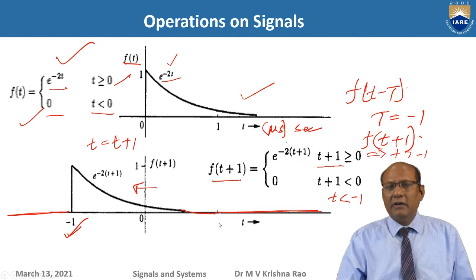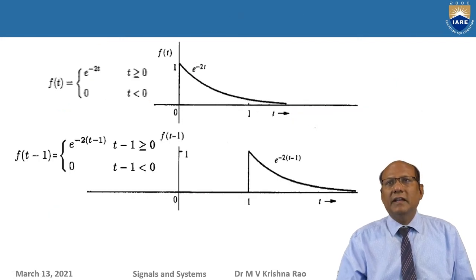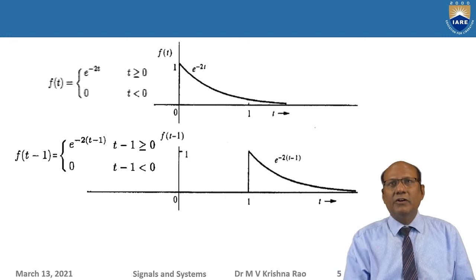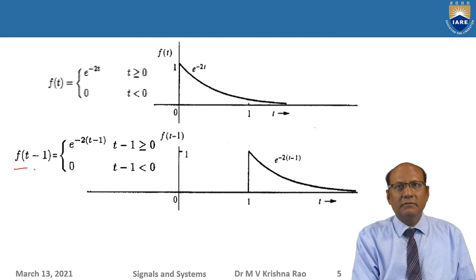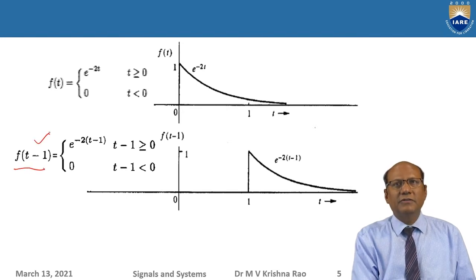This is the advancement of the signal. Now let us see the delay of the signal. Delay of the signal by 1 unit. So replace the t with t minus 1. T is replaced with t minus 1.